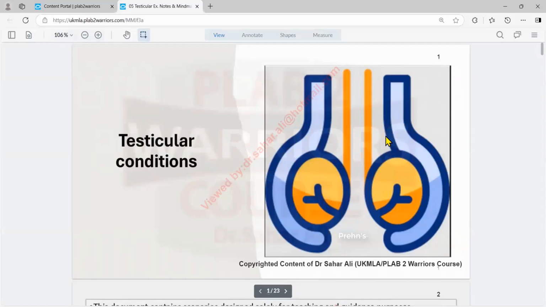Okay, so this is a quick revision on testicular examination first. In testicular examination, we have three main symptoms in addition to the teaching cases. What are the three main symptoms? Mass, pain, and erectile dysfunction. All right, these are the three main presentations: mass, pain, erectile dysfunction.